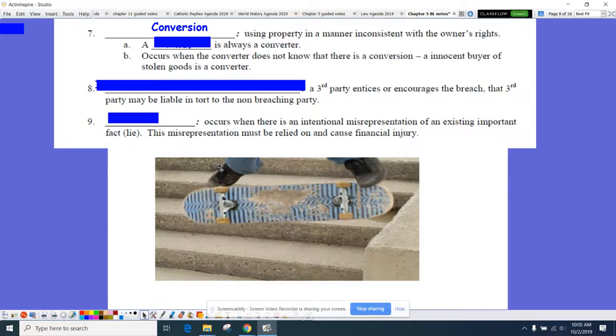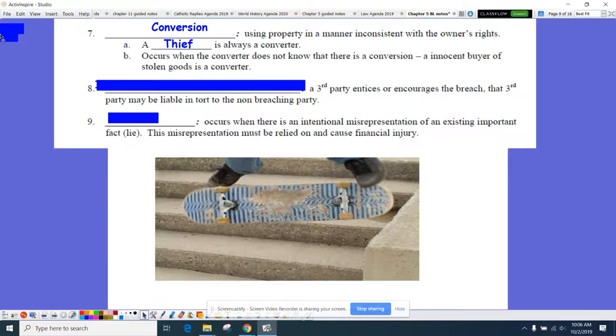Conversion. This is using property in a manner inconsistent with the owner's rights. For example, I might have a building. It's not set up to be a skateboard park, as your picture shows here, and maybe I might have an individual who is using steps to my building for the purpose of a really cool jump for skateboarding.